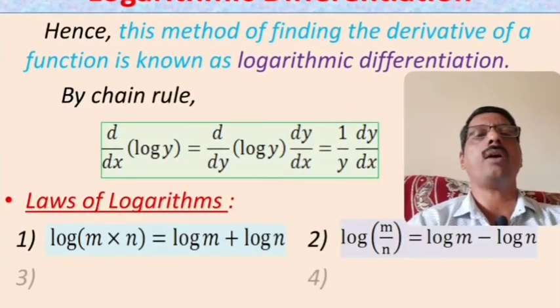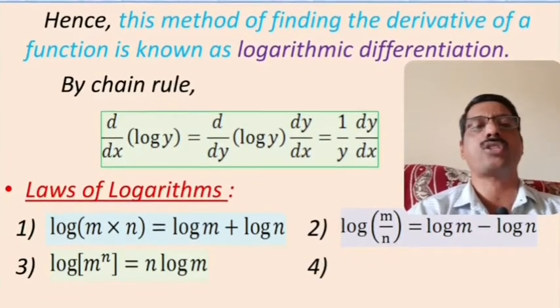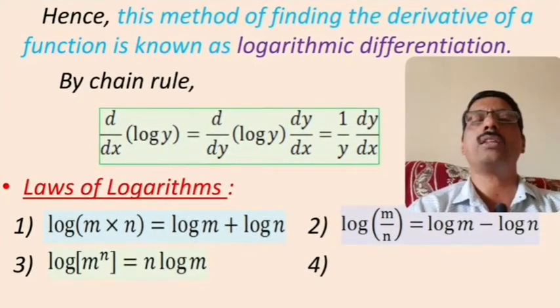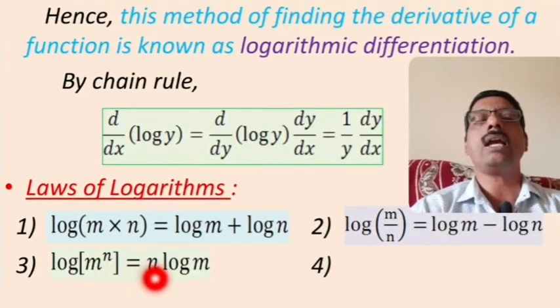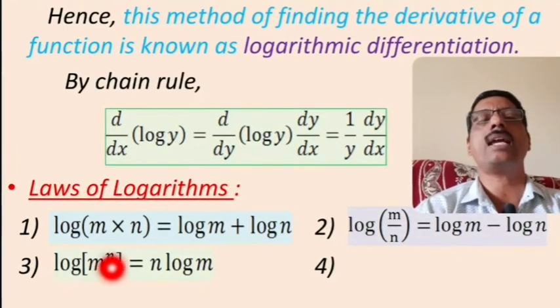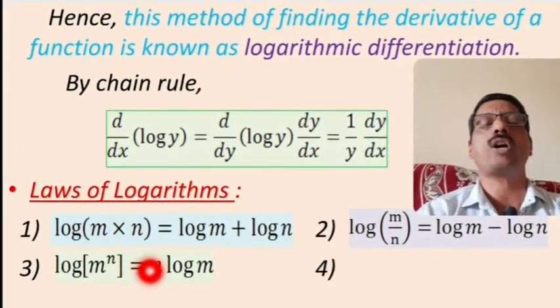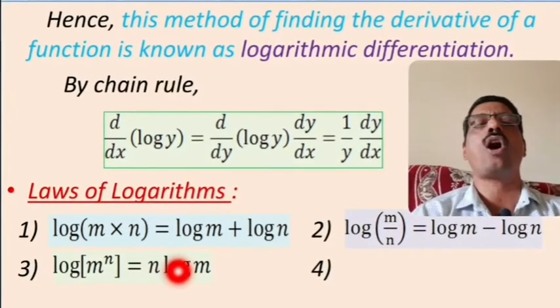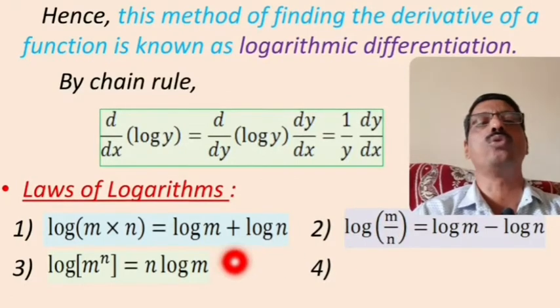Now the third law: if the given function is in the form of m raised to n, that is in exponential form, then we apply the logarithm rule: log of m raised to n equals n into log of m. That means here m is the base and n is the index. Then n, that is the index, comes out as a product, that is n into log of m. That is very important. These are the three important rules.